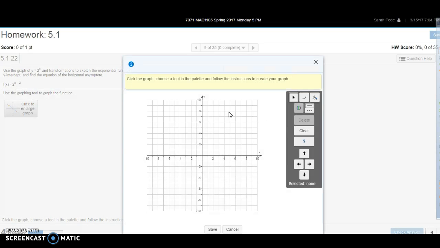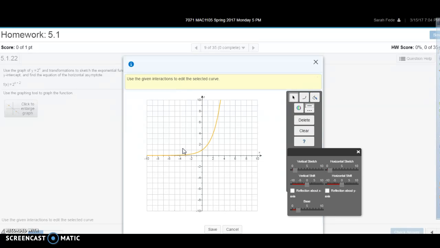So when you click on your graphing tool, notice they have an exponential graph for you. You're going to click that and then just click anywhere on the graph. It's going to fill in the basic exponential. Notice it goes through this point 0, 1. You're then going to use these tools here to shift it accordingly. Notice we have a vertical stretch, a vertical shift, a horizontal stretch, a horizontal shift, reflection about the x, reflection about the y. And we also have a place to adjust the base if necessary.